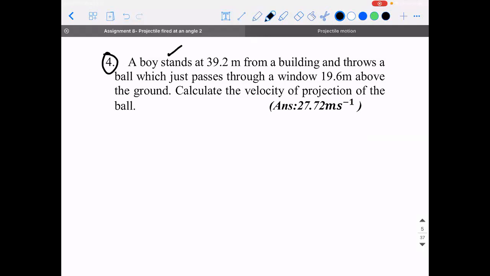Sir, we can take H max as 19.6. You can take it, but theta is not there, no?